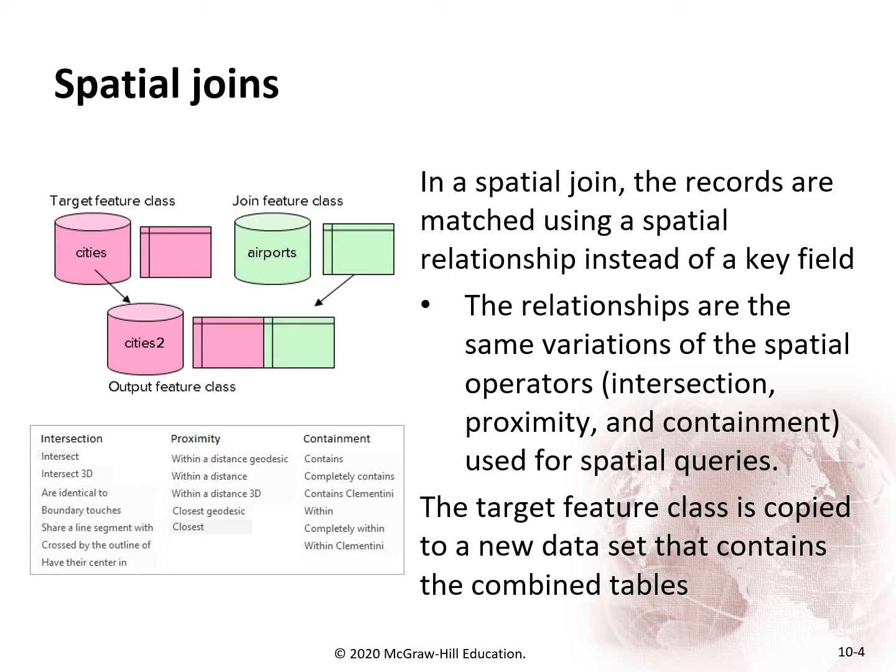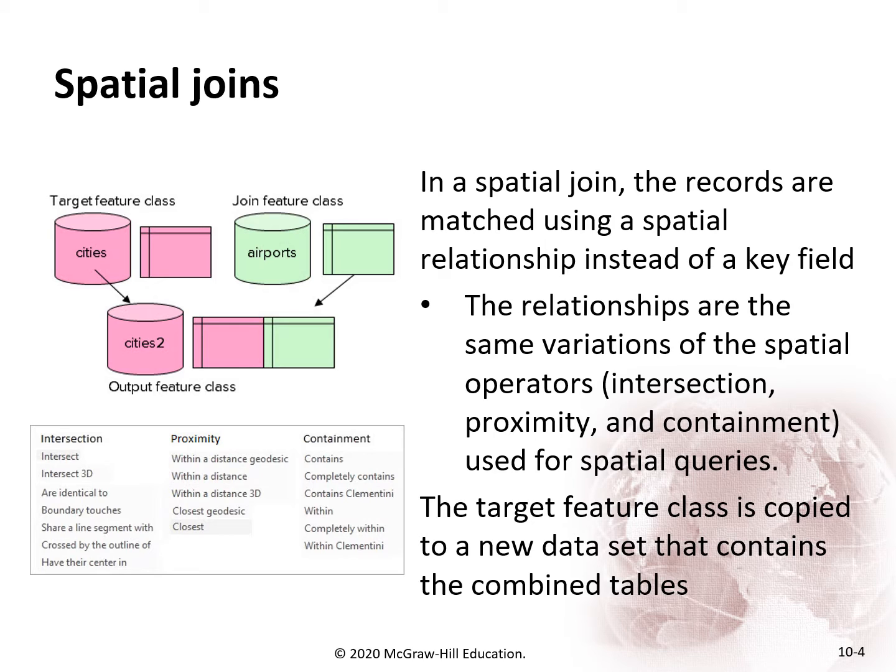Spatial joins are a little different. In spatial joins, records are matched using a spatial relationship instead of a key field. So instead of saying, well, we're going to match this to this because of this field, in a spatial join what we're doing is matching this data to this data based on spatial location. And so that's what turns out to really matter.